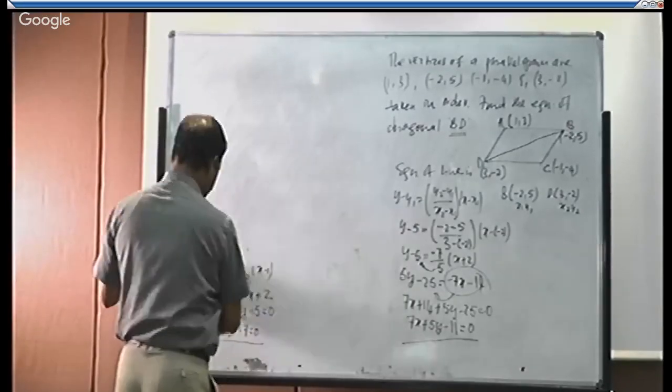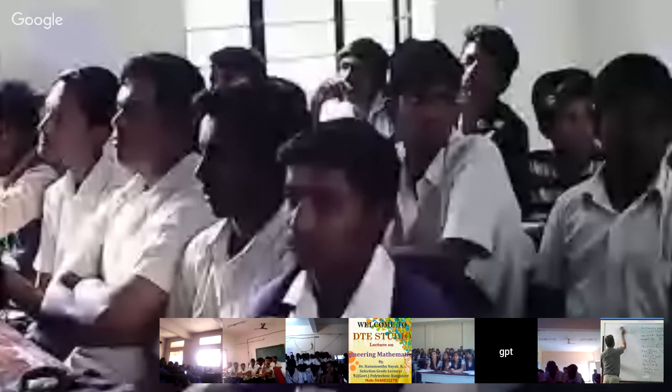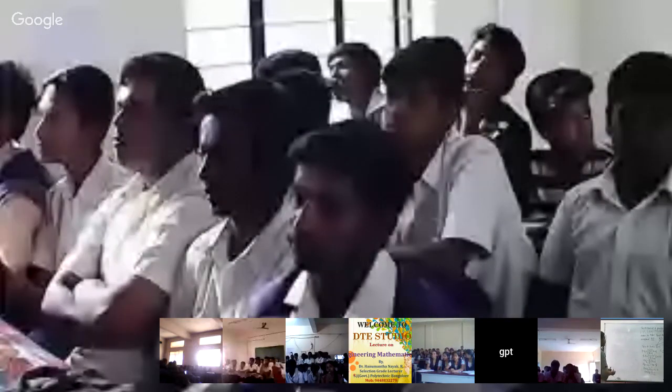The problem may be asked on both the forms by combining the forms of straight line. See like this.